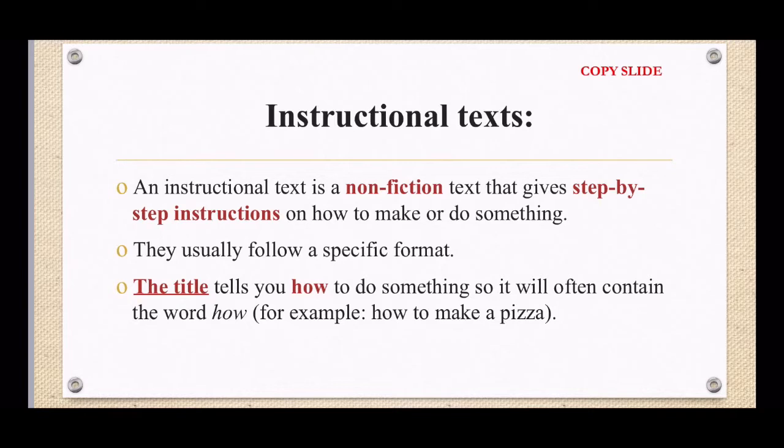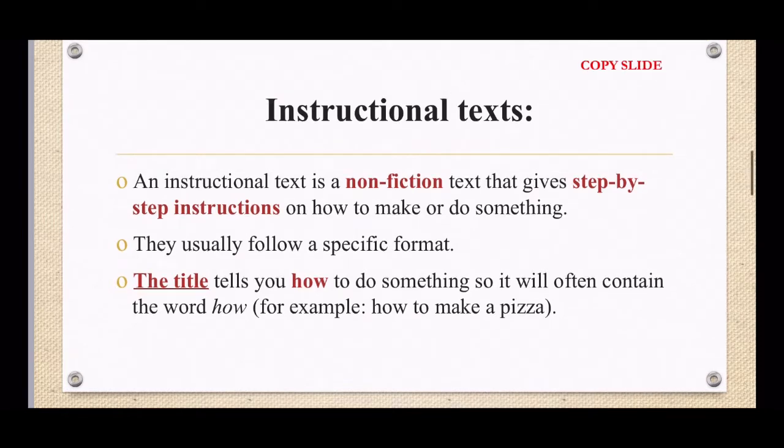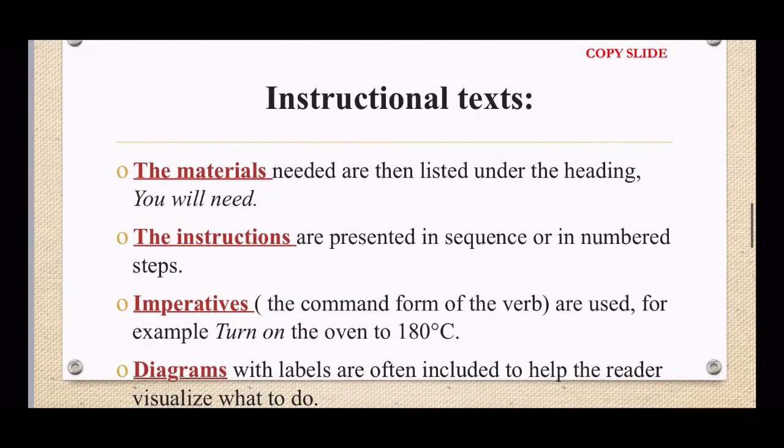In the specific format, we always have the title first, and the title tells us how to do something, so it will often contain the word how. For example, how to make a pizza. Instructional texts always tell us how to do something or how to make something, and they usually have step-by-step instructions. Also, please remember that wherever you see copy slide, you need to copy this in your book. So let's continue.